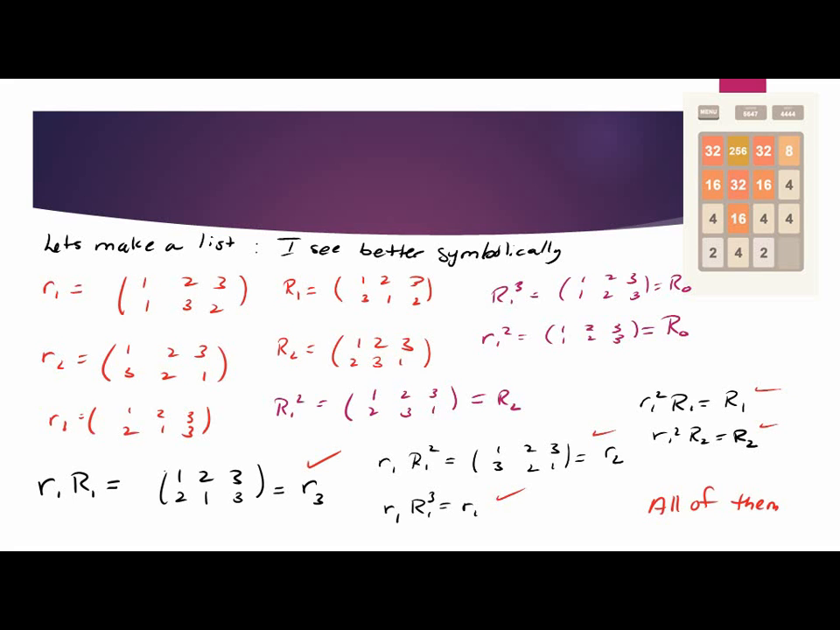So for example, to do little r1 squared composed with r1, you start with r1: 1 goes to 3, and then you go to little r1 squared, which is right here. 1 goes to 3, and 3 goes to 3, so 1 goes to 3. That's the order that you do it. No questions on that?